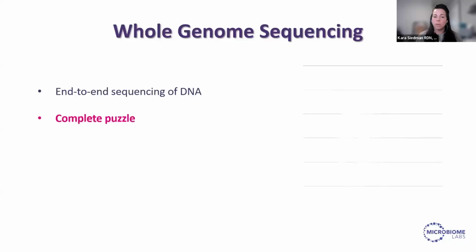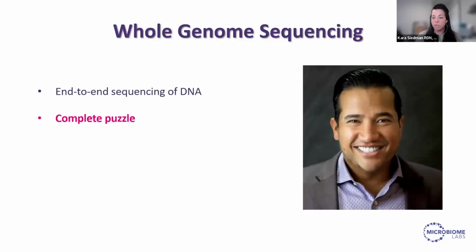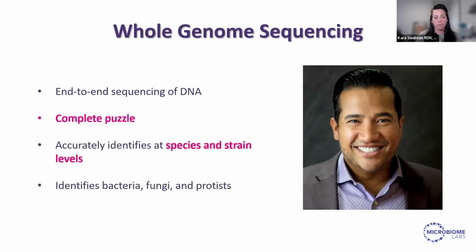So with whole genome sequencing, you get end-to-end, you get the complete puzzle. You can see the person that it is. So that means you know their personality, you know more about that person. So you're able to identify at that species and strain level. You can identify bacteria, fungi, protists.